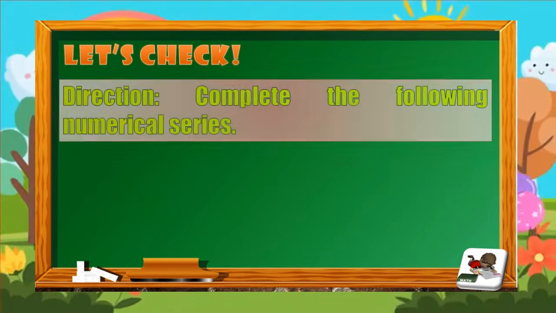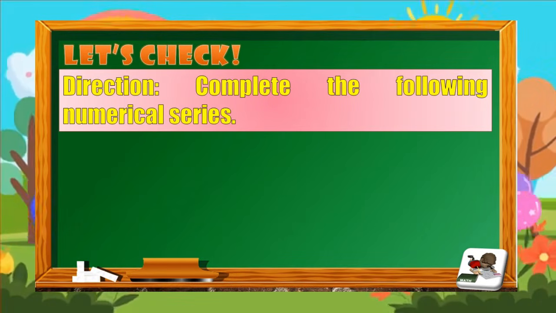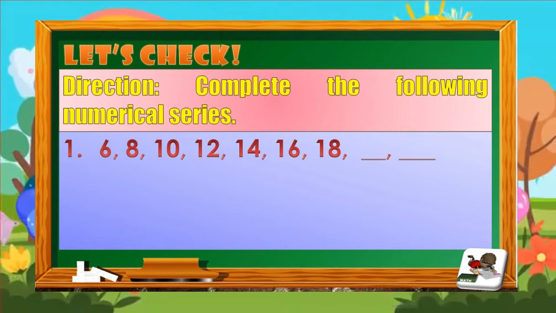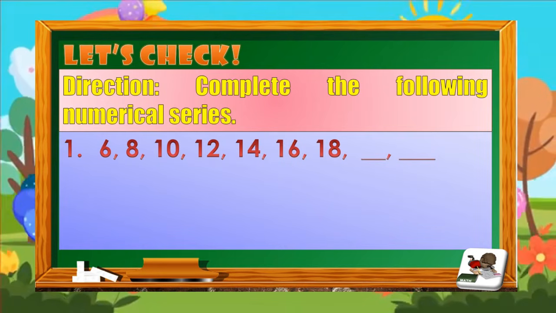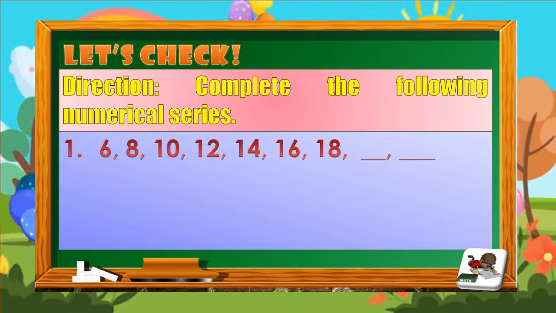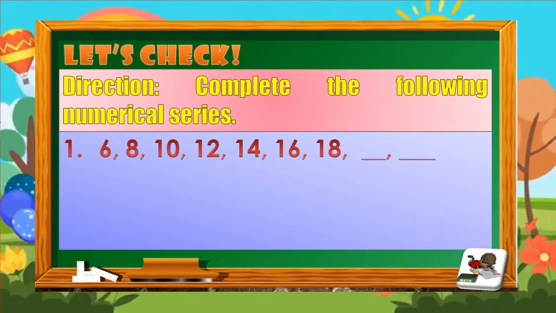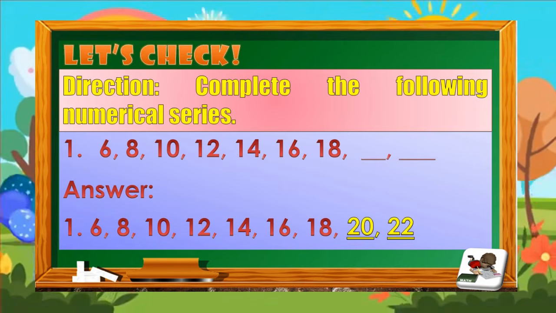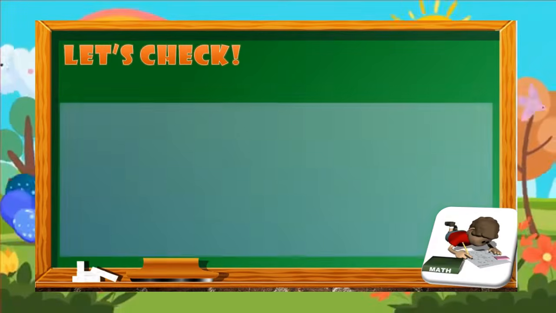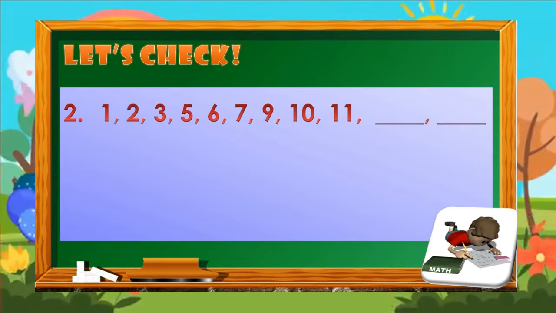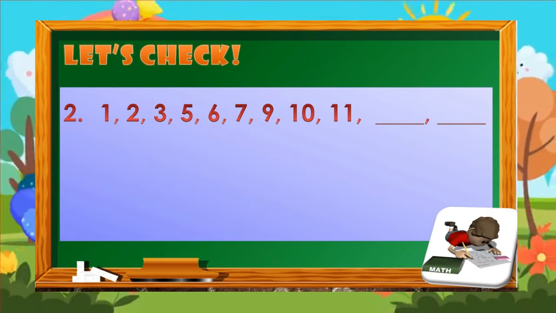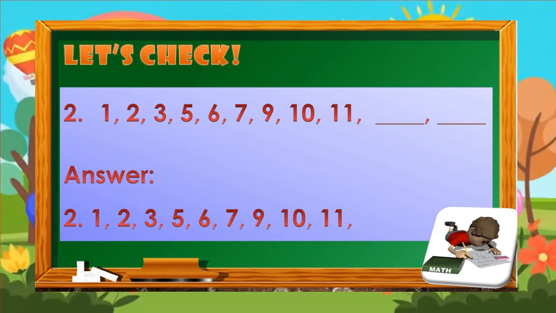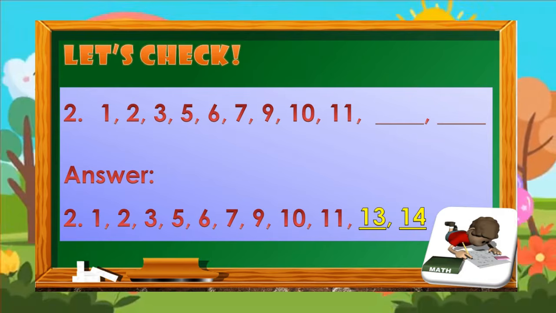Let's check your answers. The instruction given is to complete the following numerical series. For number 1, the given numbers are 6, 8, 10, 12, 14, 16, and 18. The next two numbers are 20 and 22. That is the answer. Number 2, the given numbers are 1, 2, 3, 5, 6, 7, 9, 10, and 11. And the answer for number 2 are 13 and 14.